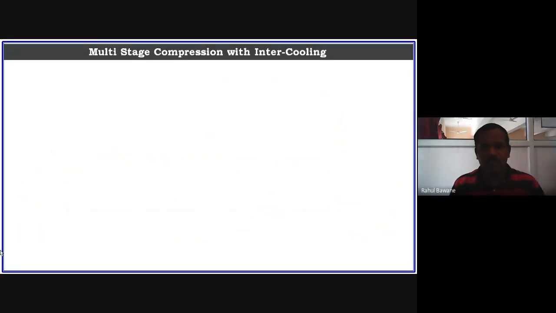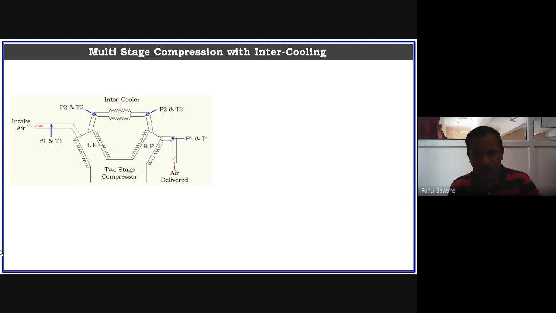Now, multi-stage compression with intercooling. Whenever we go for a number of stages, before entering the second stage we have to cool down that compressed air, because we have to improve the volumetric efficiency. Now here we are taking a case of two cylinders, that means two stages.